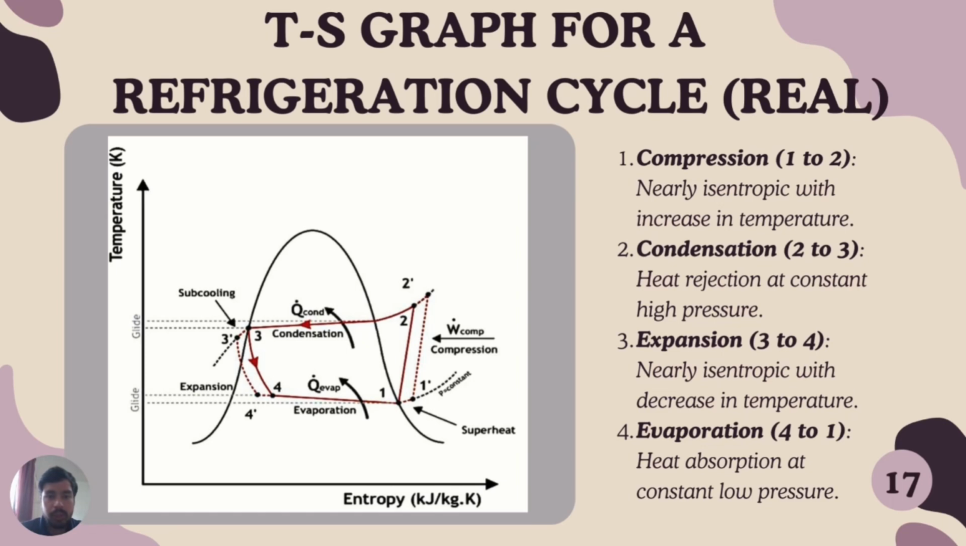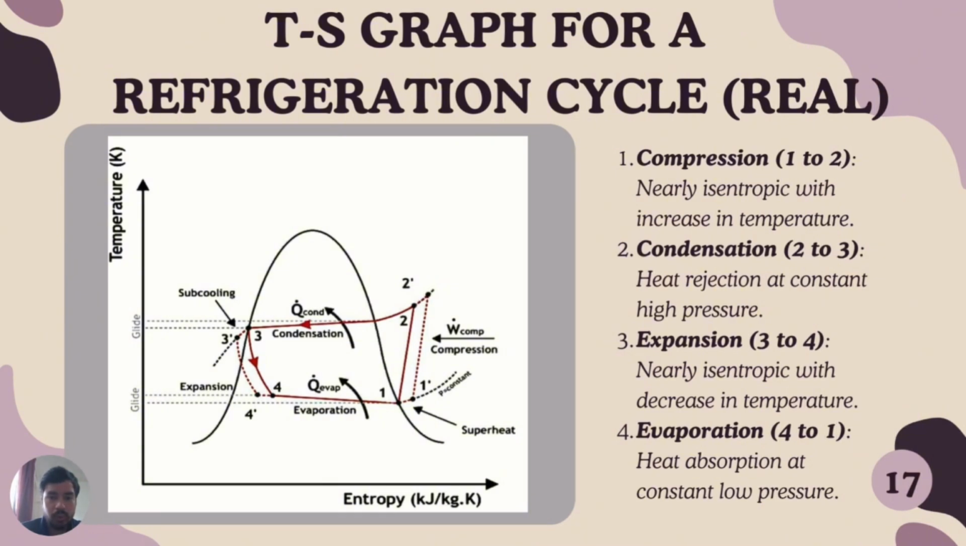And then from 2 to 3, the refrigerant undergoes heat rejection at constant high pressure. So we can see that the line slopes downward and to the left, indicating a decrease in temperature at constant high pressure. And then from 3 to 4, it undergoes expansion. So it is a nearly isentropic process with a decrease in temperature and also pressure. So the line moves slightly to the right, downwards, representing an increase in entropy with no change in enthalpy.